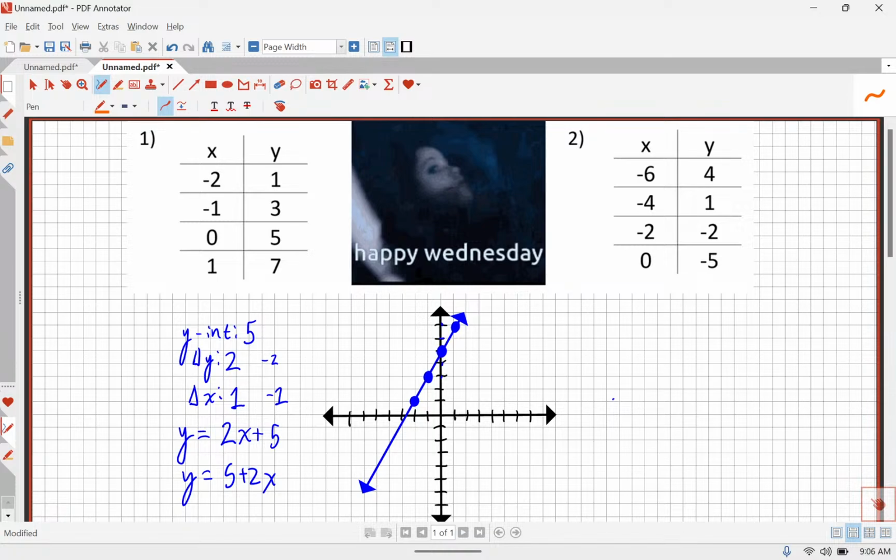If you had trouble graphing, follow along. Negative 6, comma 1, 2, 3, 4. Negative 4, comma 1. Negative 2, comma negative 2. And 0, comma negative 5. So that line looks like this. That line looks like this, okay? Let's see here. Can I get a little bit of help? And this one is going to come from, there we go.